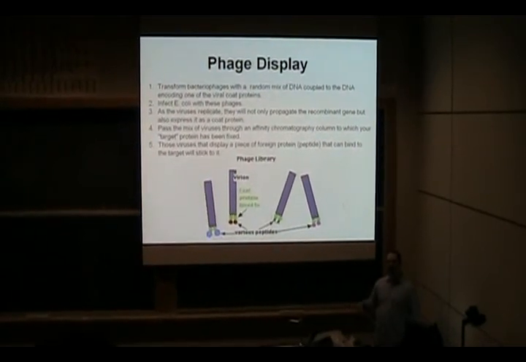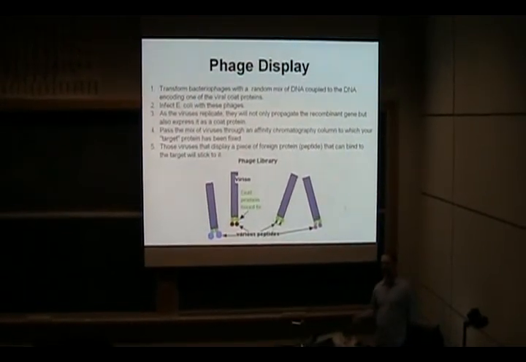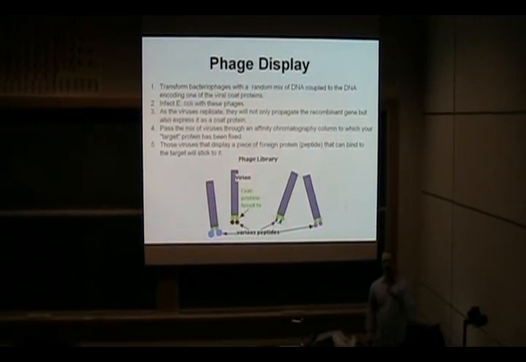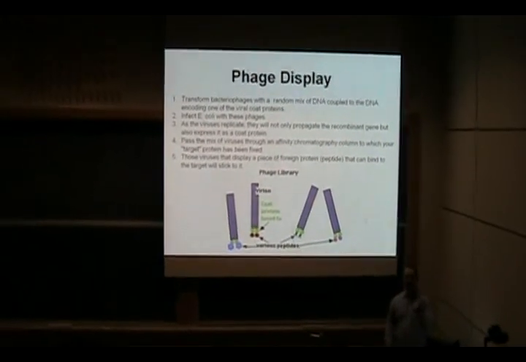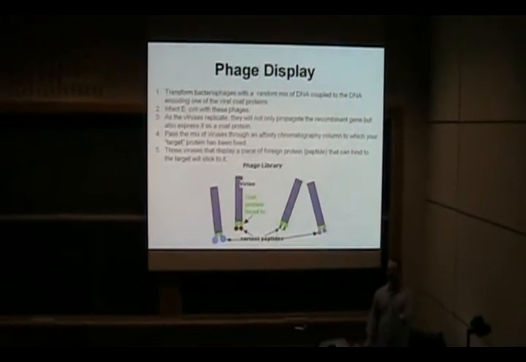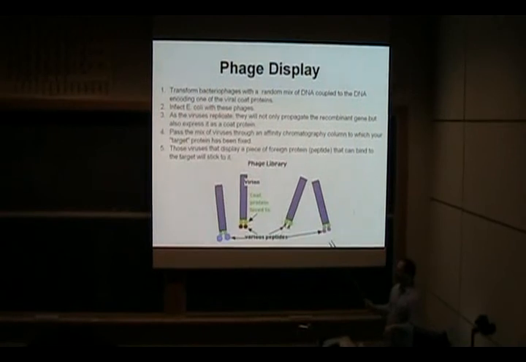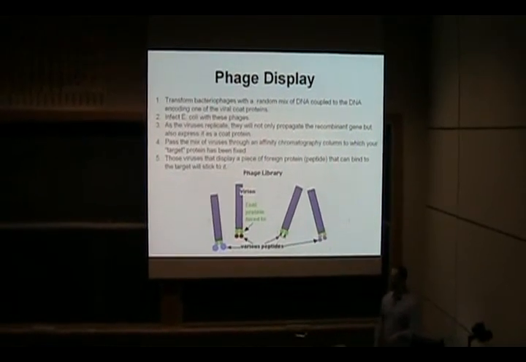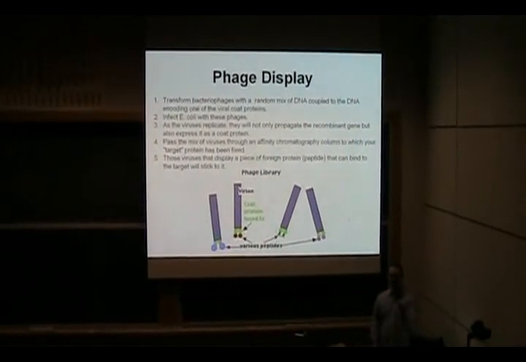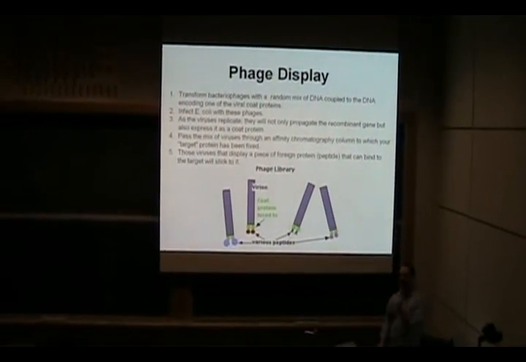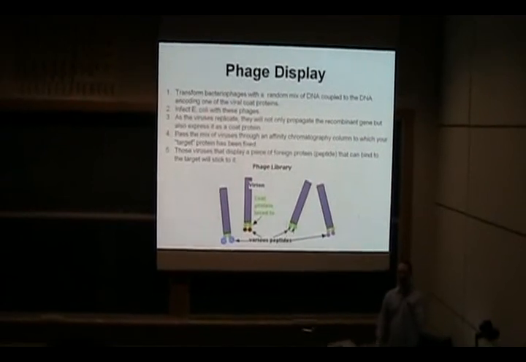And then once you wash those off, you can infect bacteria and grow them up. And now you have huge amounts of the peptide that you know binds to your protein, and then you can do protein sequencing, say N-terminal degradation, or something like that, to get the identity of the amino acids that just bound to your protein of interest.